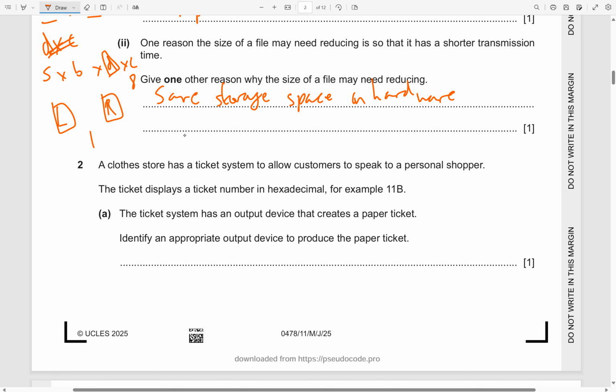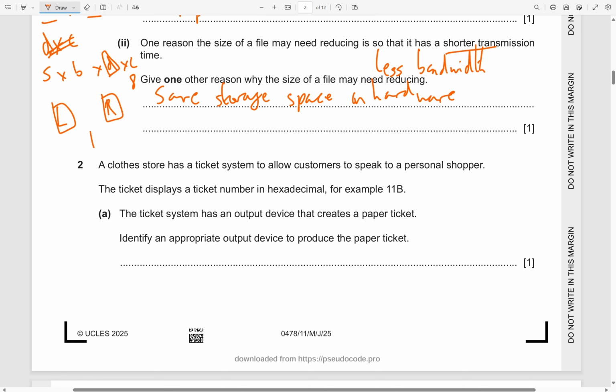Can we think of any others? So shorter transmission time, I guess this is kind of related. What we can say is it's going to use less bandwidth, because let's say you've got a mobile phone and maybe you don't have unlimited bandwidth.